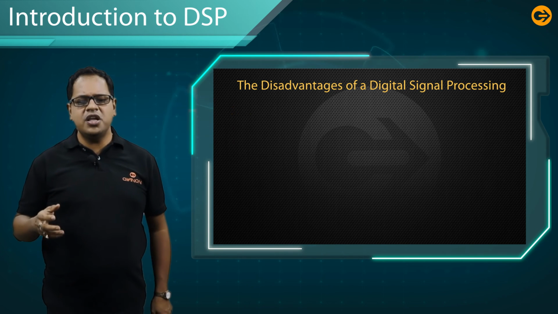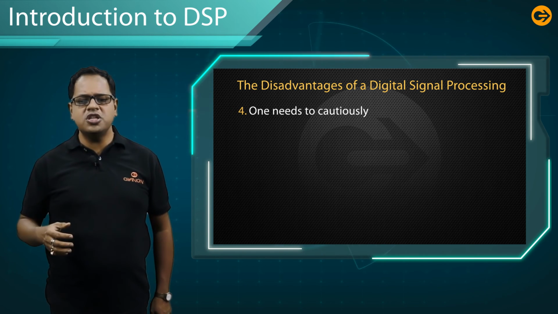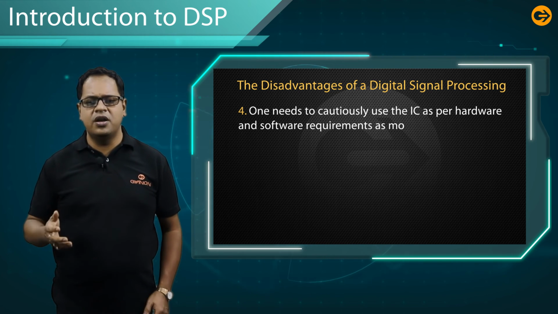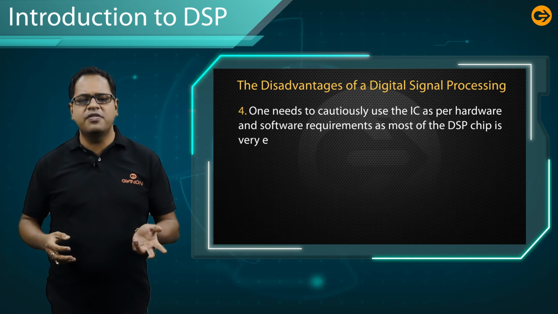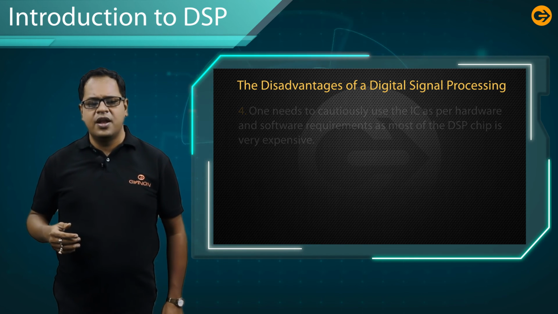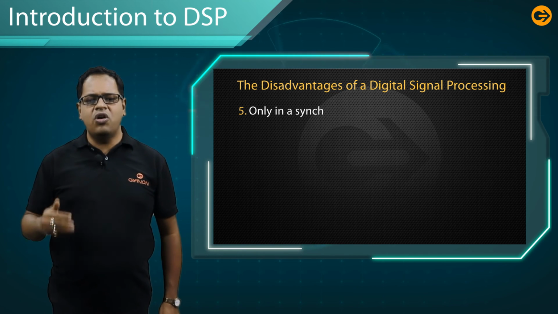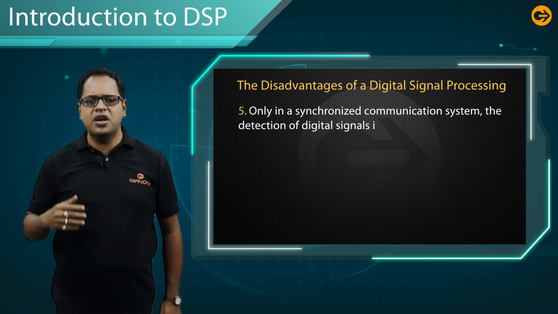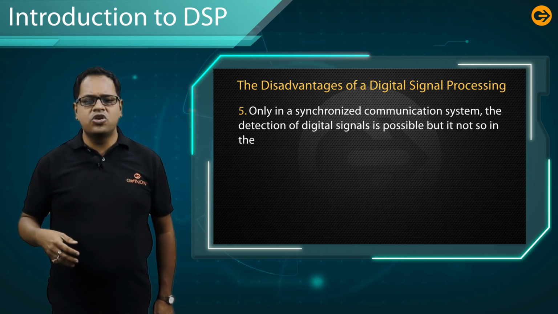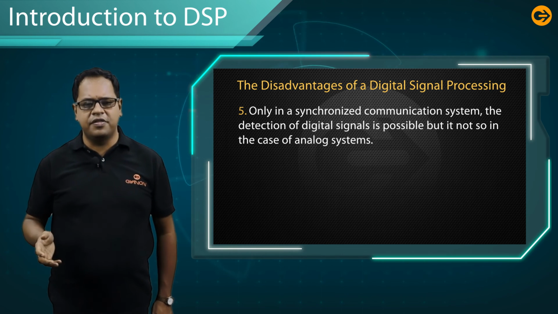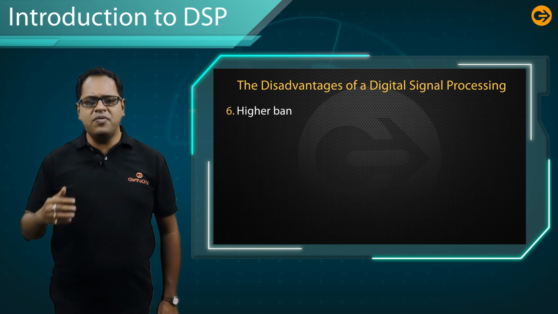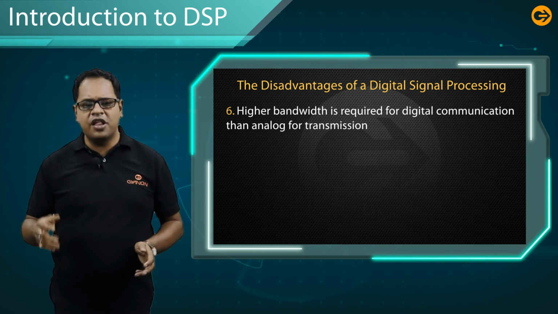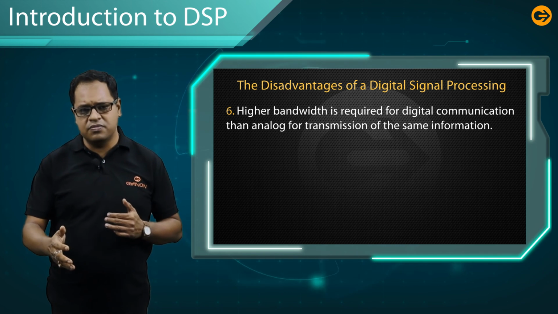Number four disadvantage is one needs to cautiously use the IC as per the hardware and software requirement, as most of the DSP chips are very expensive. Number five disadvantage is that only in a synchronous communication system the detection of digital signal is possible, but it is not so in the case of an analog system. Higher bandwidth is required for digital communication than analog for transmission of the same information.